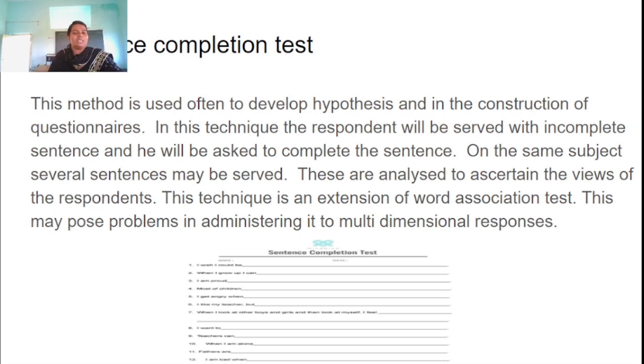This technique is an extension of the word association test. It may pose problems in administering for multi-dimensional purposes. Here, a problem is not only one-dimensional, it can be directed by extracting responses from the respondent, and the problem can deviate in different directions. This is the second type of projective technique, called the sentence completion test.